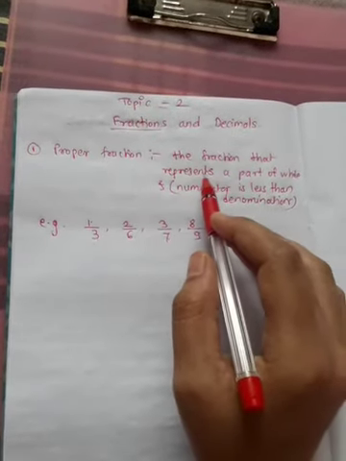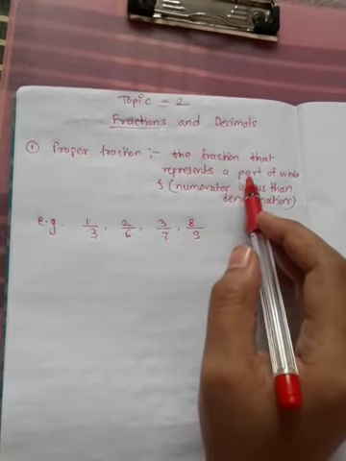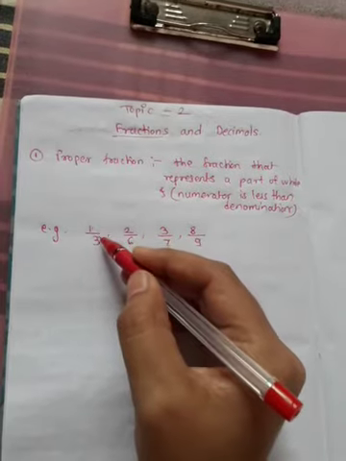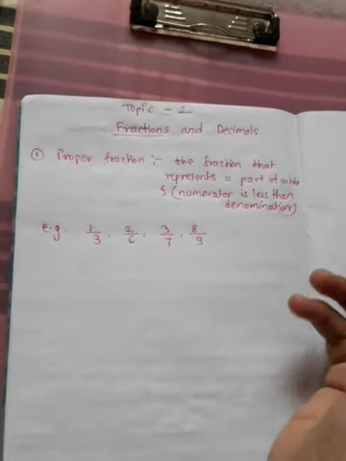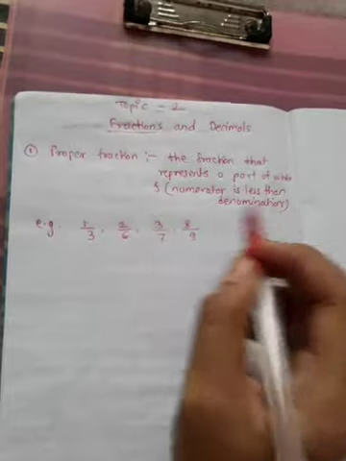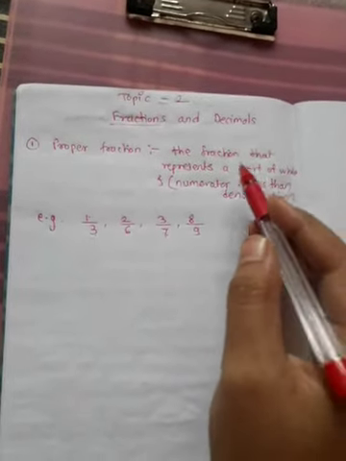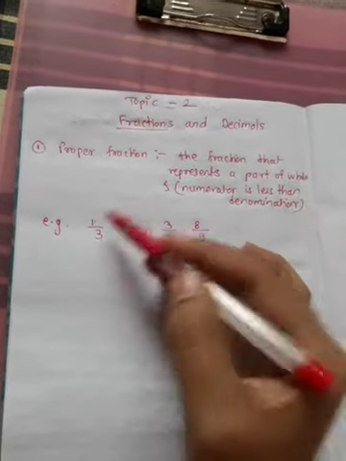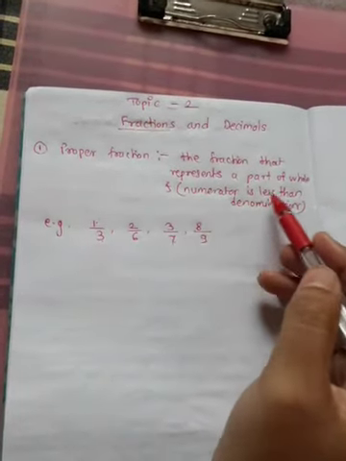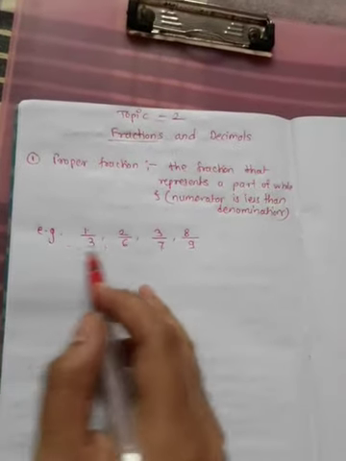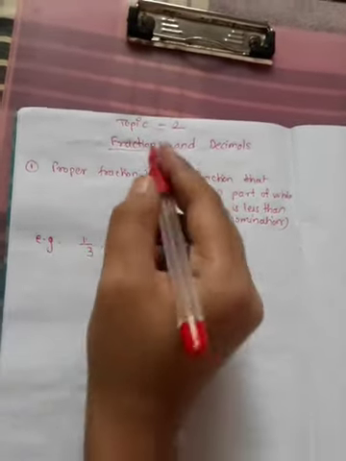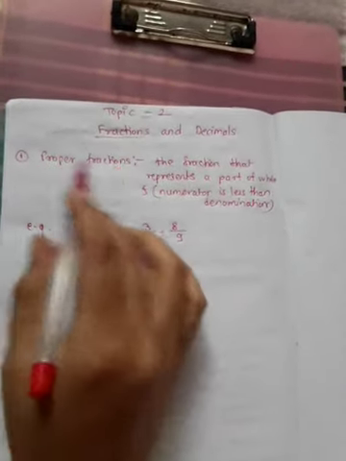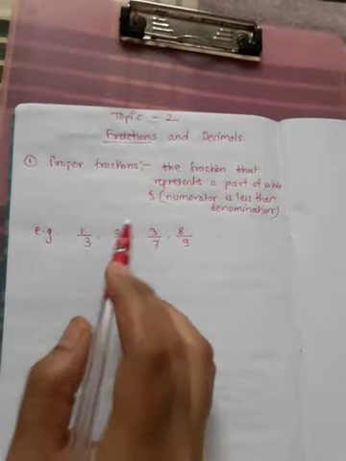And why have they said that it represents a part of whole? Means numerator and denominator must be whole numbers. Therefore they have written fraction that represents a part of whole, means whole number, and numerator is less than denominator. So you only remember that in proper fraction numerator is less than denominator.